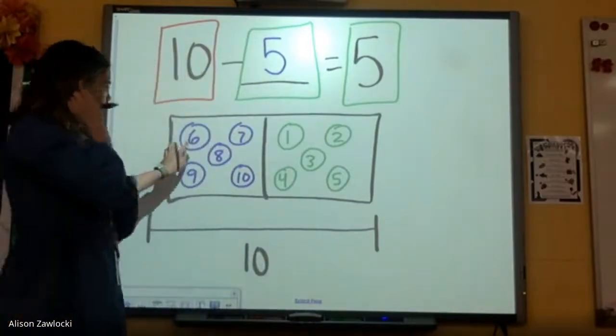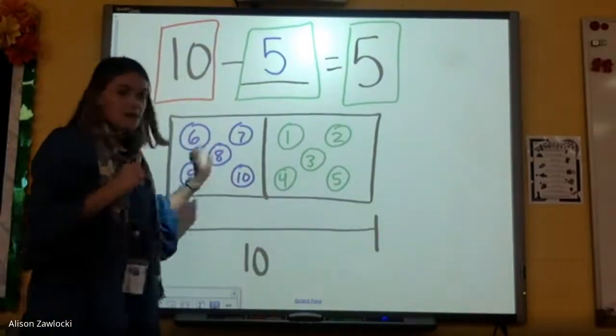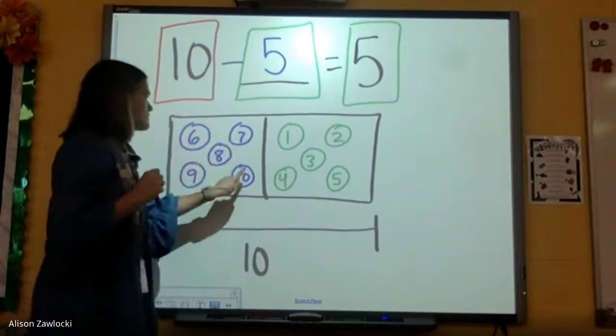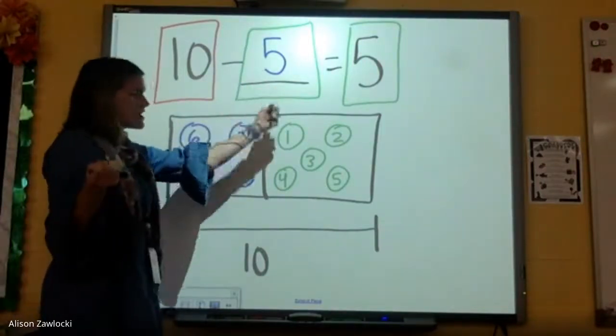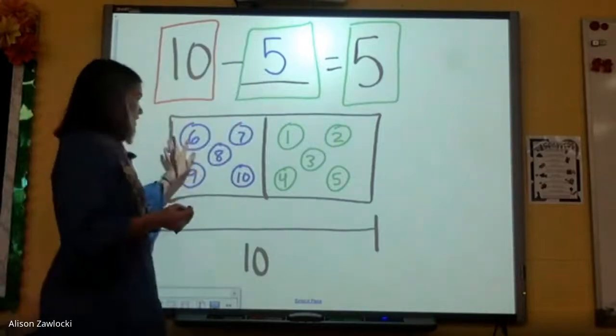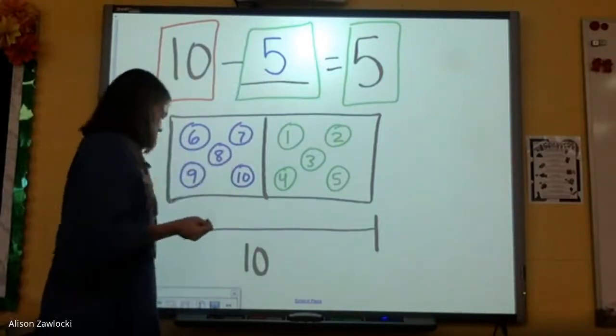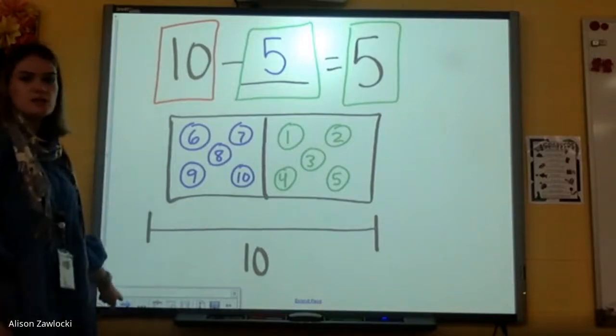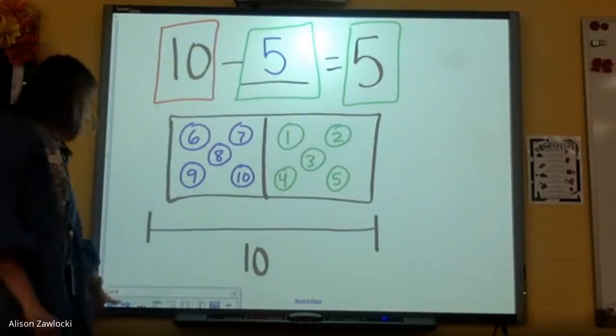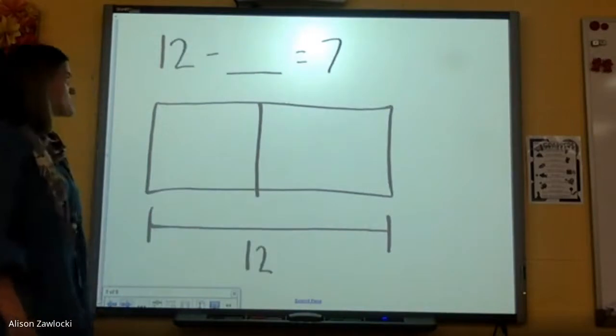Even though I wrote a 6, 7, 8, 9, and 10, because those are the 6th, 7th, 8th, 9th, and 10th counters that I drew, I'm not going to write 10 up here because I'm not subtracting 10. I'm subtracting how many counters are on this side. All right, let's do another together. Feel free to pause the video real quick if you need time to draw on your paper.